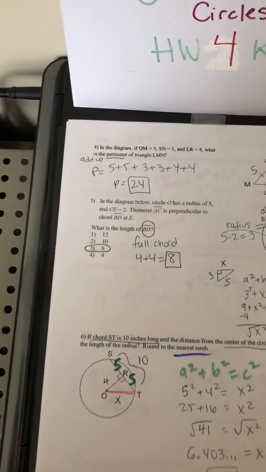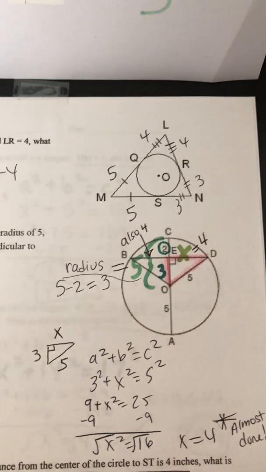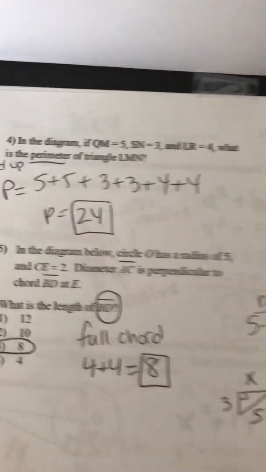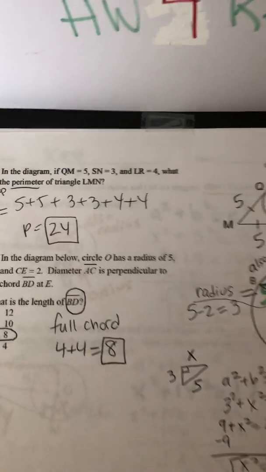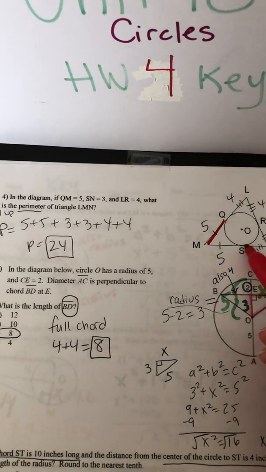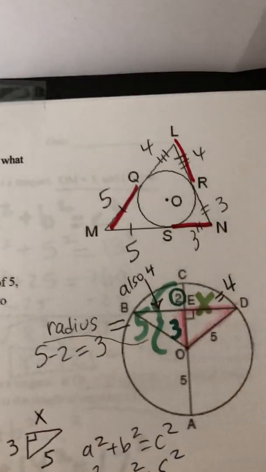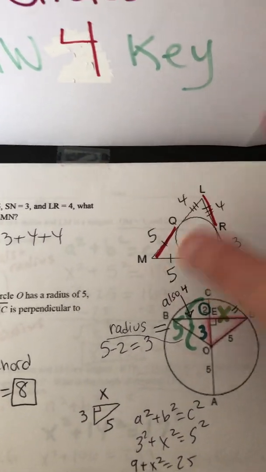Page 2. Here's that tangent idea again with the party hats. The tangents that meet at the same point are equal. We know in this question the numbers 5, 3, and 4, but they only started on one segment at a time. QM was 5, SN was 3, and LR was 4. So technically those red markings were the only ones you had, and you didn't have these 3 numbers.